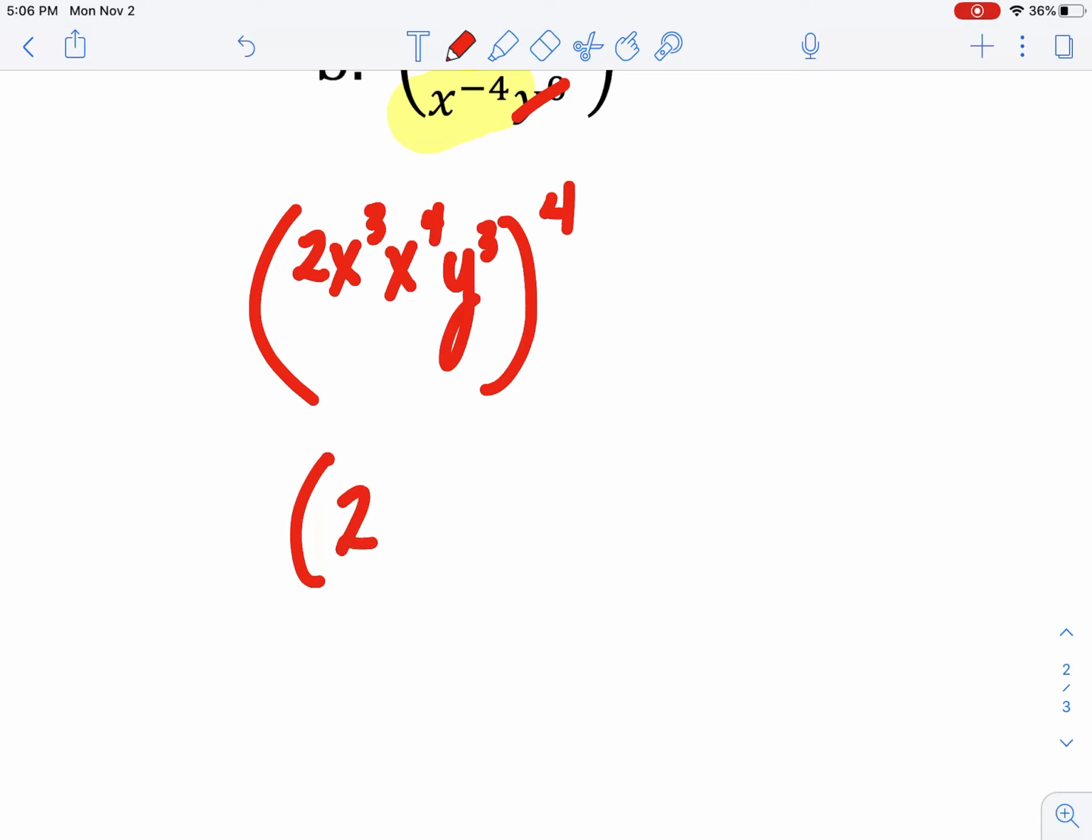I have x to the 3rd power and x to the 4th power. Remember, when we have 2 separate bases, we can add up those exponents, and we'd get x to the 7th power. And there's nothing we could do with y, so we'll leave y alone.